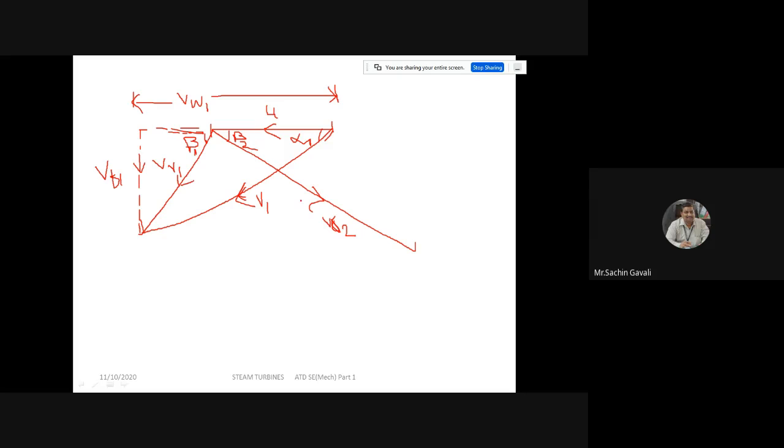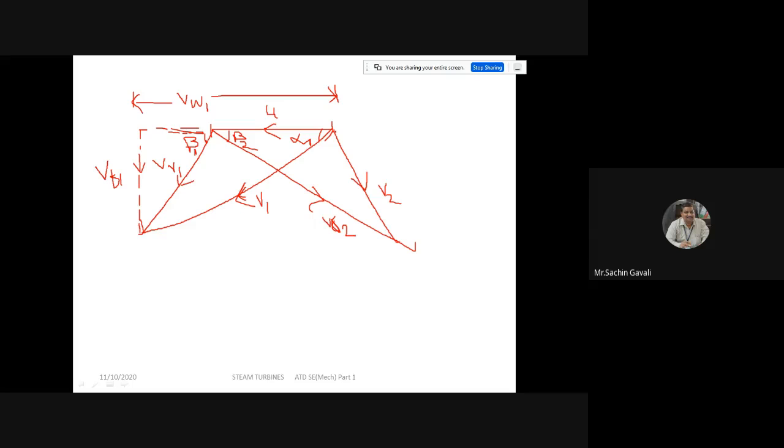Now here also, between U and VR2 there is a relative difference. Just like V1 and U have a relative difference that we called VR1, similarly VR2 and U have a relative difference, which will be called V2. And this V2 again has two components.